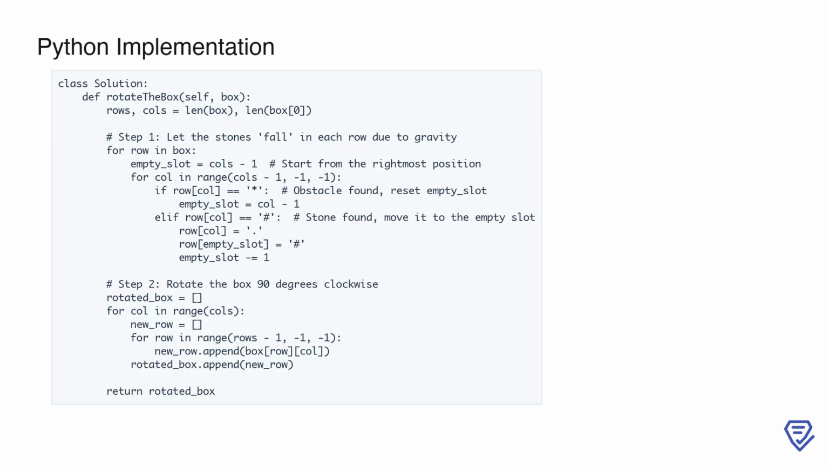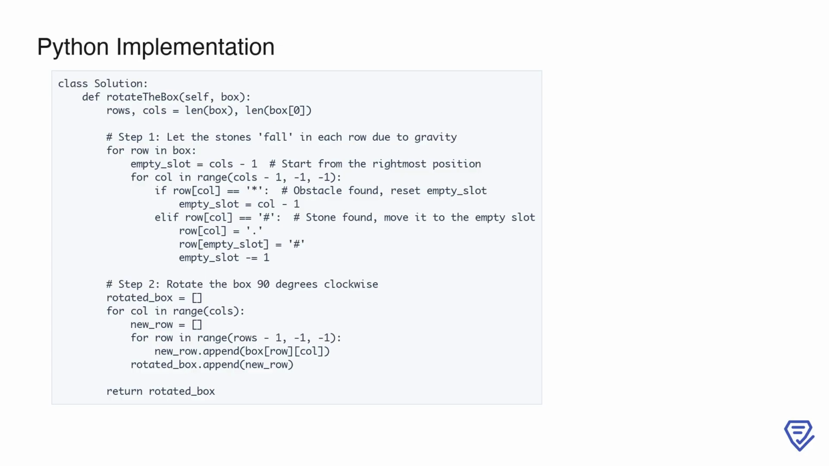This Python solution for LeetCode problem number 1861, Rotating the Box, involves two main steps: simulating gravity and rotating the box 90 degrees clockwise. First, the rotateTheBox function begins by iterating over each row of the input box. For each row, we simulate gravity by allowing stones to fall to the rightmost available positions while respecting obstacles, *.